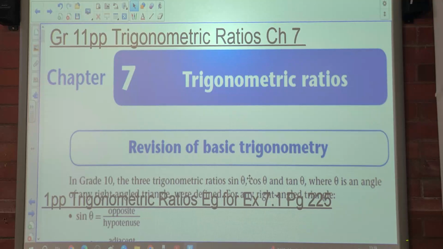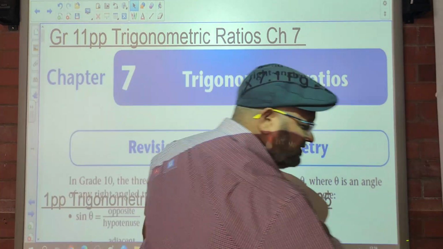Okay, good afternoon class. So today we're looking at trigonometric ratios, chapter 7. We're going to just do some revision of grade 10 work.